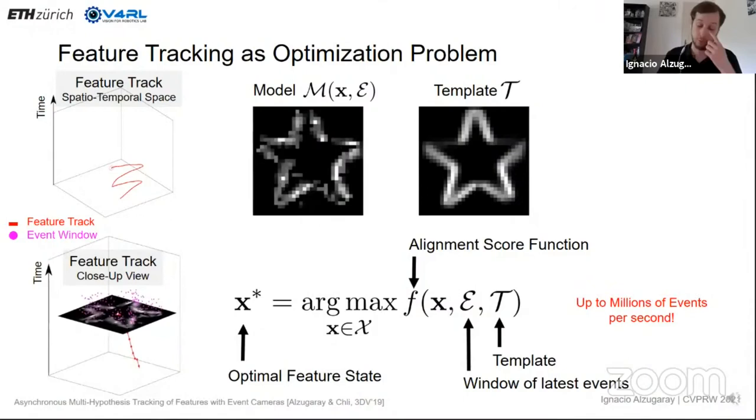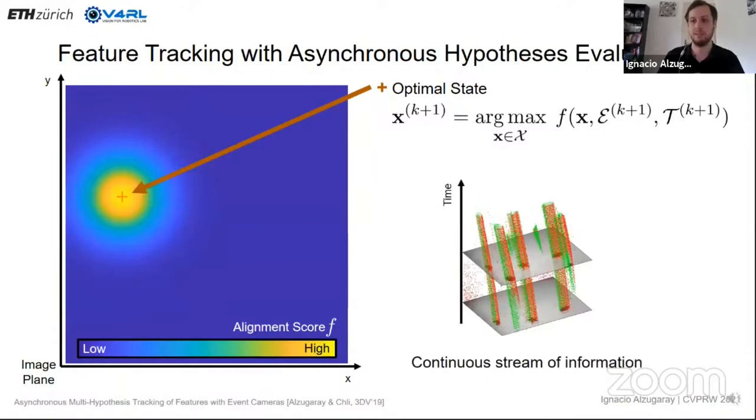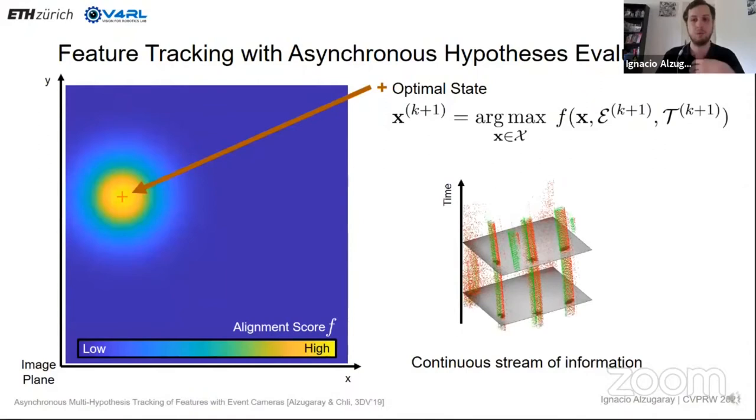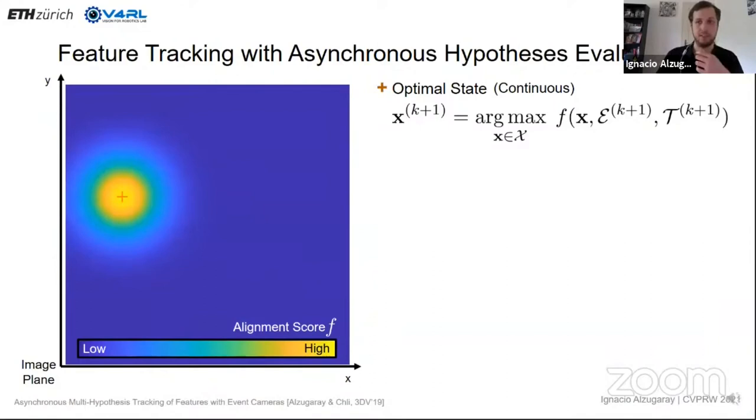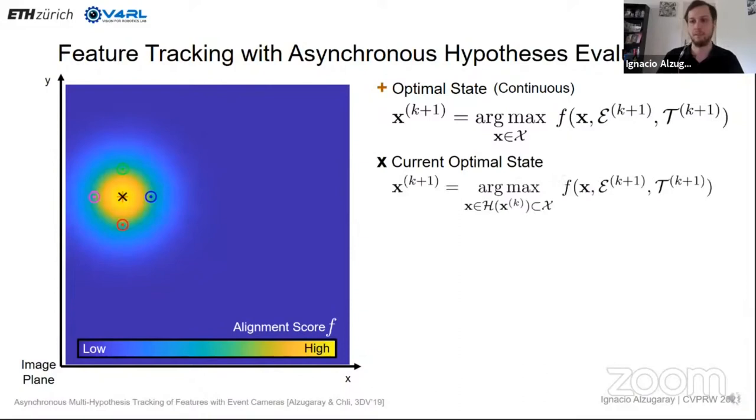But if we take a closer look at the problem, and we understand that the event stream is continuous or almost continuous in the information that it's providing, if we were to solve the optimization problem every single time, this feature track will describe a continuous trajectory in the image space. And we can actually exploit this the same way that we exploited in the previous works. So we're going to take the first initial state as the current optimal state, and we're going to spawn a set of hypotheses surrounding it.